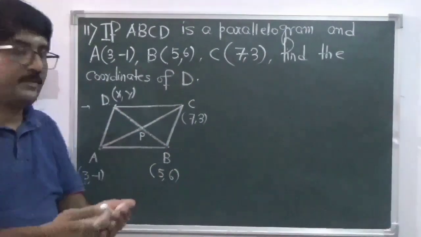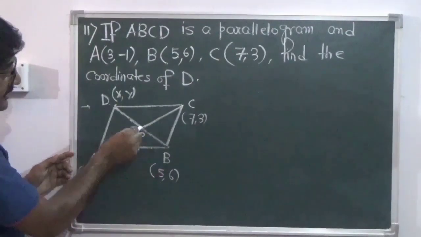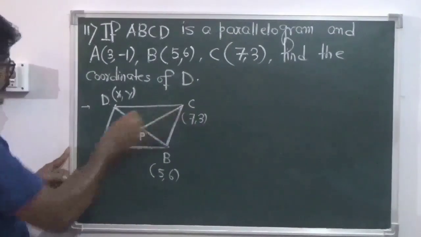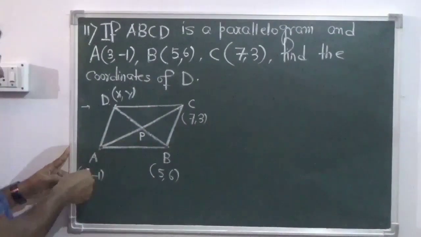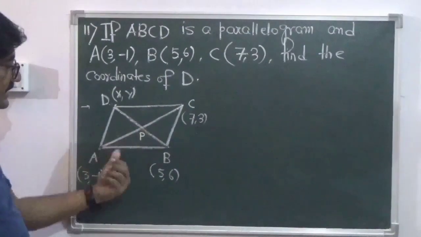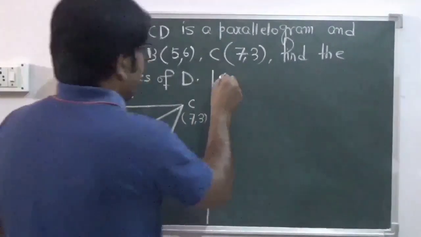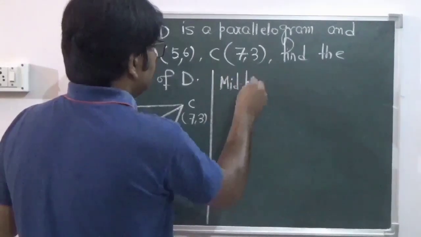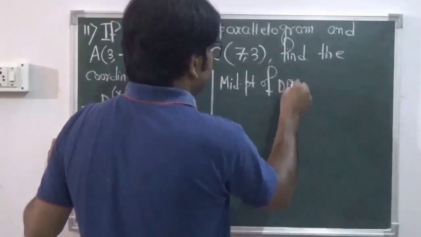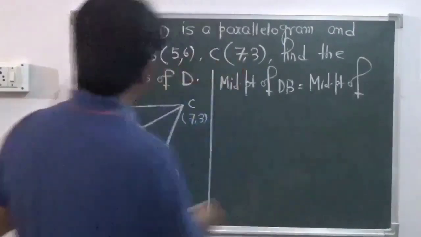And since they are the same, in this case x is involved: the midpoint of BD will involve x and y, but the midpoint of AC will have numeric values. Since they are the same, we can assign the values of the midpoint of AC to x and y. Now let us take the midpoint of DB is equal to the midpoint of AC.